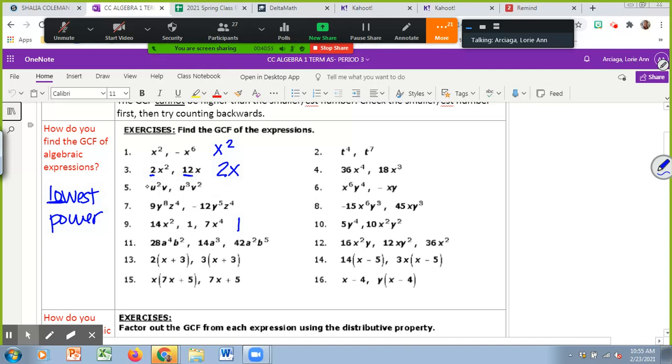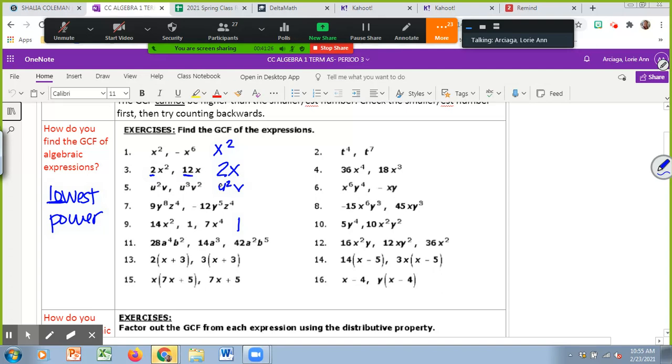So there's no number. There's just 1, 1. So forget about that, right? Now look at the variables. There's 2 variables now. So get the lowest power of each variable. So what's the lowest power of v? For v, you're right. It's v^1. What about for u? What's the lowest power for u? u^2. Perfect. So that means your GCF is u^2v.